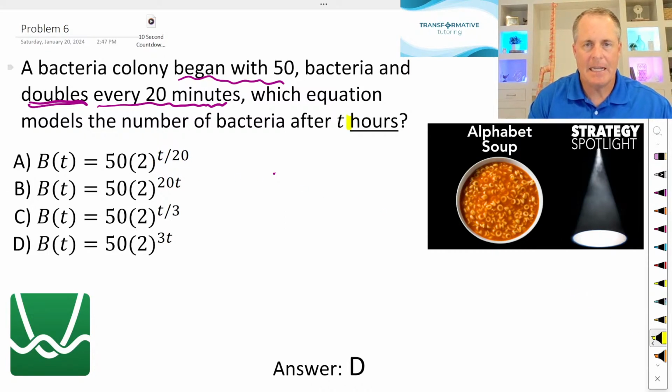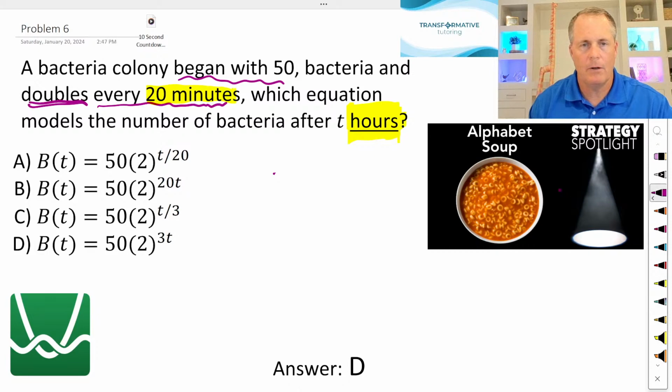The SAT has underlined a word, and whenever they underline a word, that is the most important word, and you better think long and hard about how that word impacts this problem. So they want you to do this equation in hours, but they gave you this information in minutes. So we've got a little bit of a problem here.